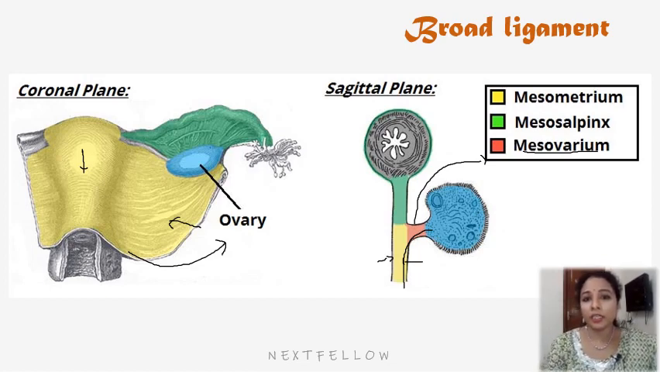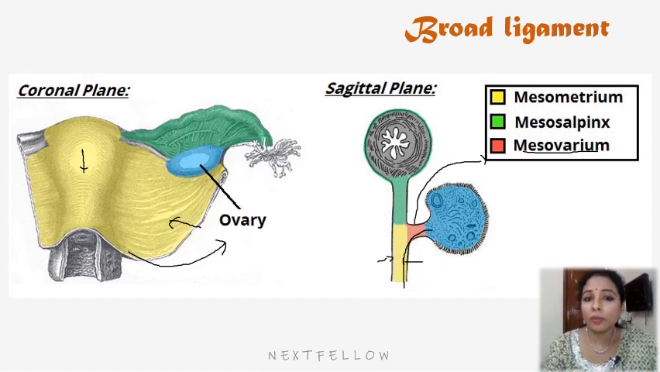So the posterior layer curves from the isthmus. If you see this broad ligament, posteriorly after covering the body of the uterus, at the isthmus it curves and reflects over the rectum to form the rectouterine fold or rectouterine pouch. And the meso-ovarian connects the posterior layer of the broad ligament. You can see the meso-ovarian. As I said earlier, the posterior layer of the broad ligament continues to form the meso-ovarian.